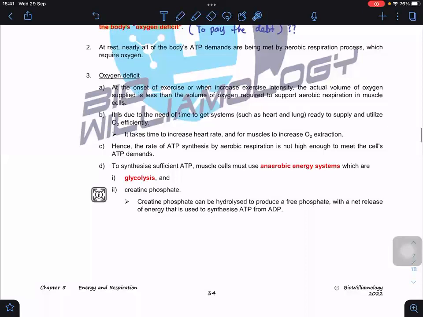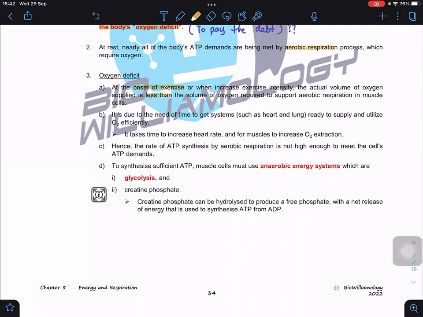At rest, nearly all body ATP demands are being met. It means that at rest, you don't need so much ATP. We can meet the demand by aerobic respiration, which requires oxygen. But at the onset of exercise, or when we increase the exercise intensity, the actual volume of oxygen supplied is less than the volume of oxygen required.